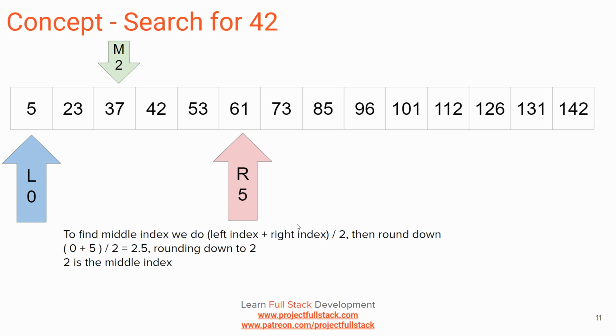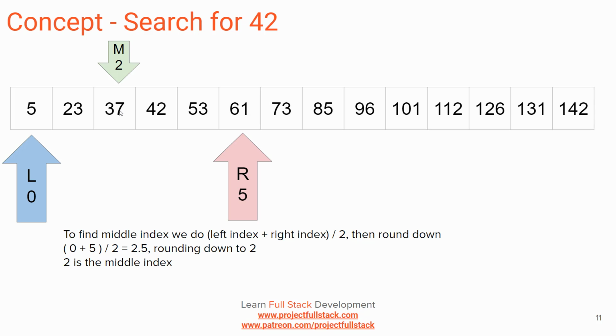Next up, we do the same thing with the middle. Okay? All we do is we take our left index, 0, plus our right index, 5. We divide that by 2, which gives us 2.5. We round that down to 2, and that says, hey, 2 is the middle index between these two indexes. So we repeat the process again.